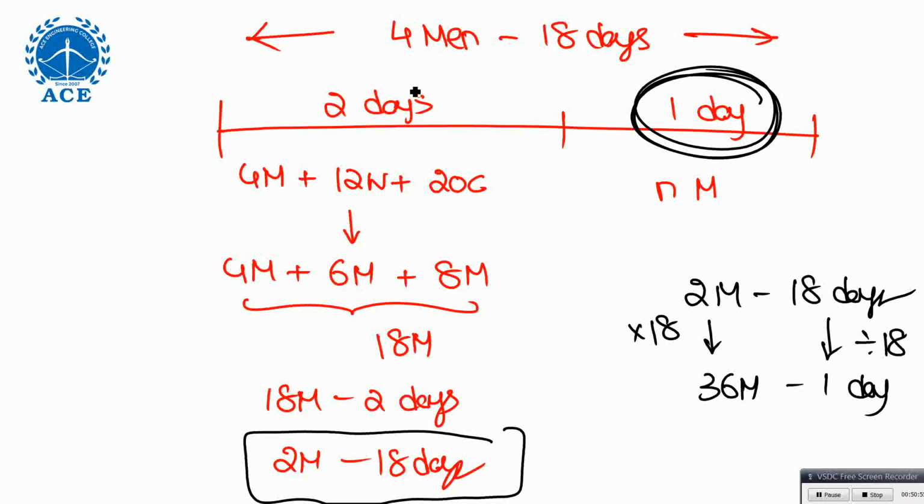So first, some work is completed in 2 days. In those 2 days, 4 men worked, 12 women worked, and 20 children worked. I converted all into men because it's easy to convert all into men or all into women. I went for men because they said the remaining work should be completed by only men. If all are men, it's easy. I came to know 18 men worked for 2 days. But for your better understanding, as 4 men 18 days is there, we can convert. 18 men worked for 2 days can be taken as 2 men worked for 18 days. The remaining work is 2 men for 18 days. They're asking to complete it in 1 day, so we have to multiply by 18.